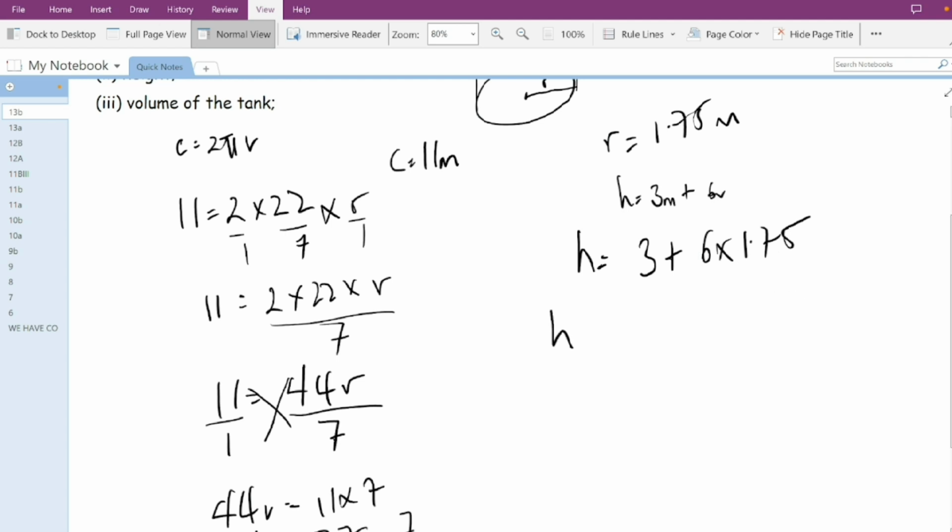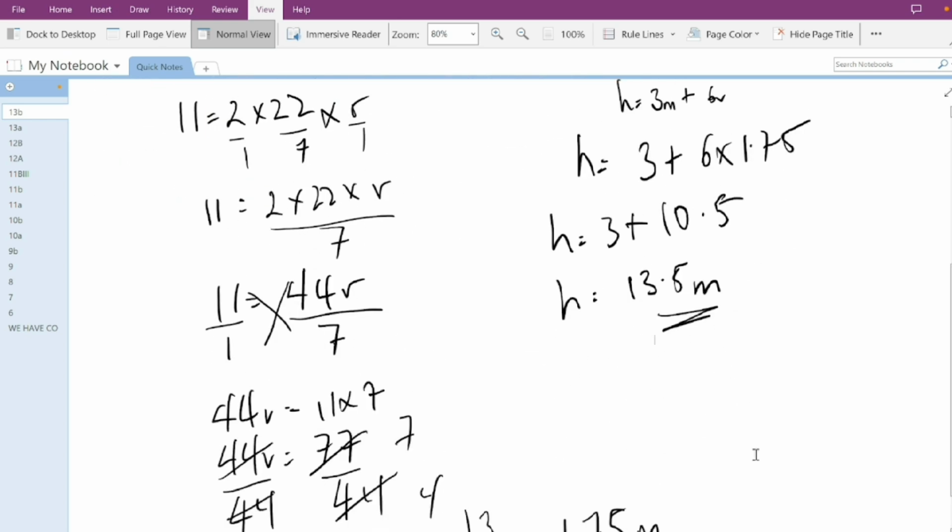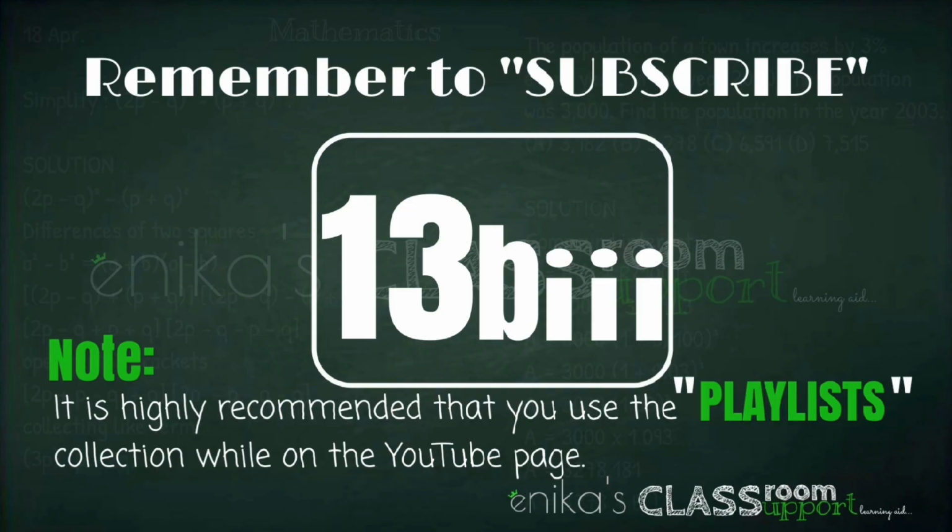So we take it as h equals 3 plus 6 times 1.75. 6 times 1.75 is 10.5. Now to get our height, that will be 3 plus 10.5, which is 13.5 meters. You have to add the meters so you can get your full mark. We have our height to be 13.5 meters.